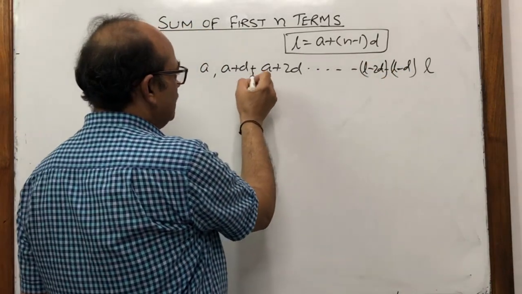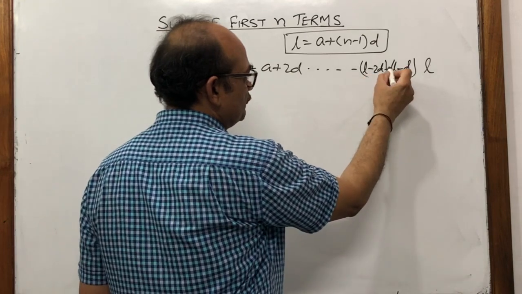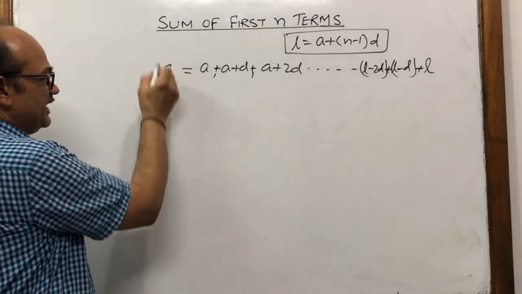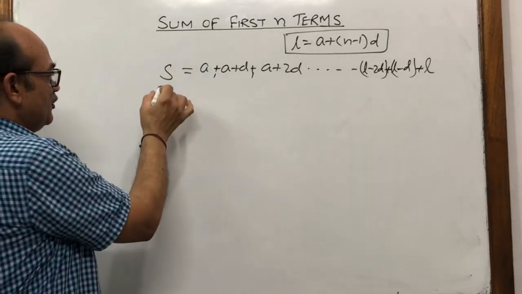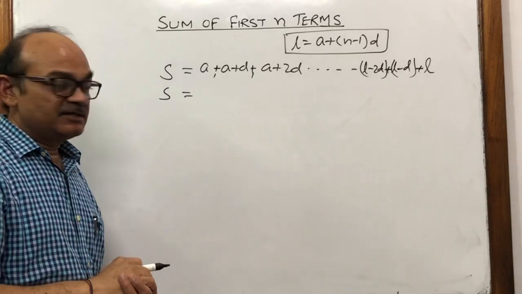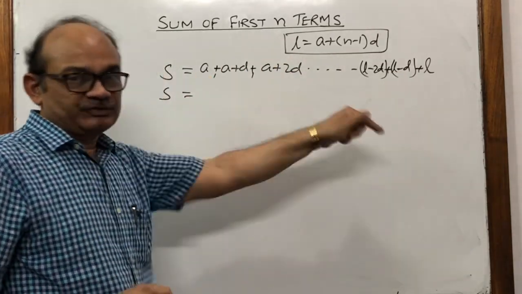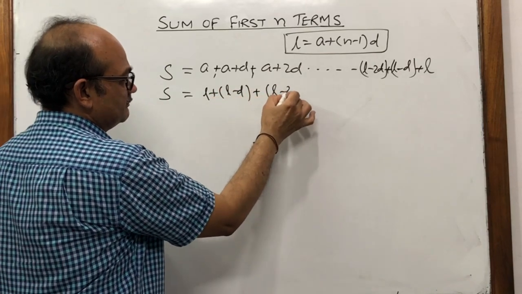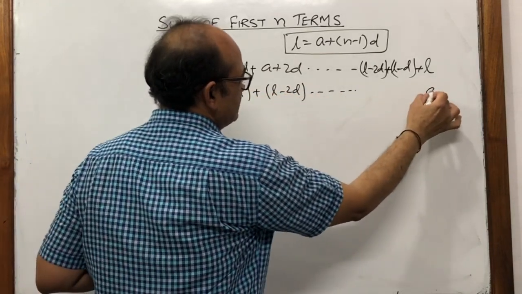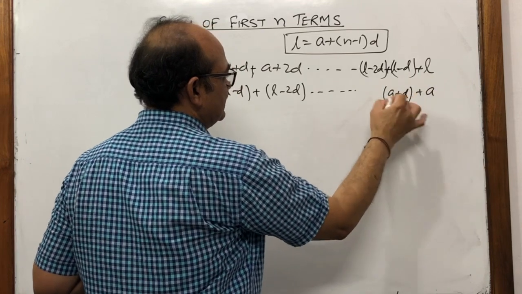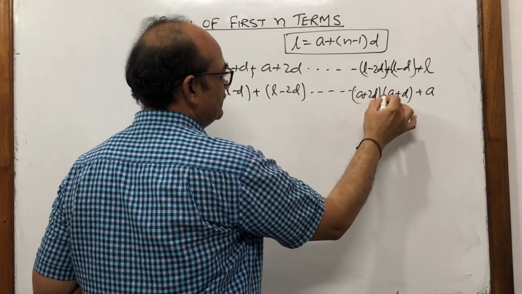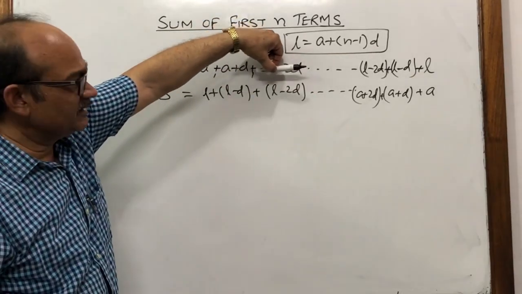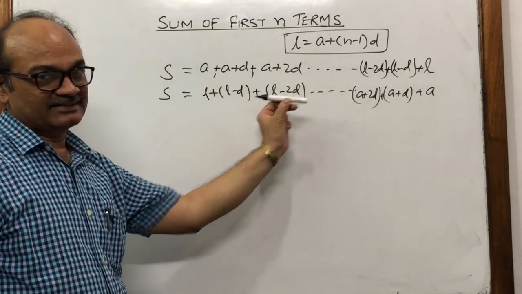We want to add all these terms. Suppose the addition is nothing but S for sum. We can write one more time the same S, but not first to last, this time last to first. So last term, L minus D, L minus 2D and so on. It is A plus D and A plus 2D. Clear? The sequence is the same, this pen is the same. We'll put it here like this, next time we'll put it like this.